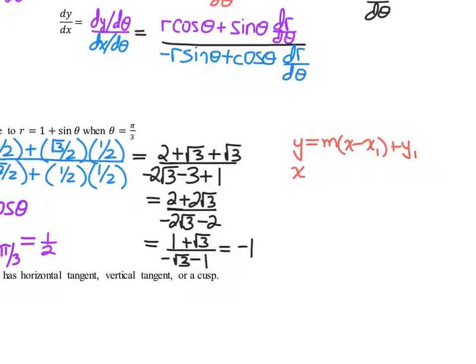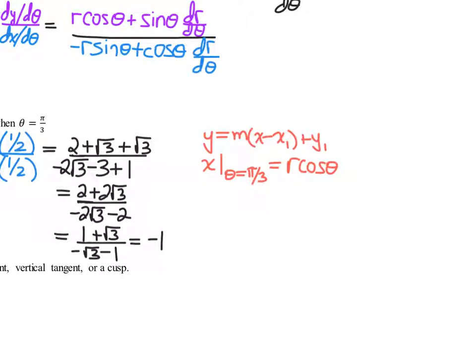And the r value, the good news is we've already figured that out. This is all happening at pi over 3. So actually, let me note that in there. x sub 1, x such that theta is equal to pi over 3 would be r cosine theta, again, such that theta is pi over 3.